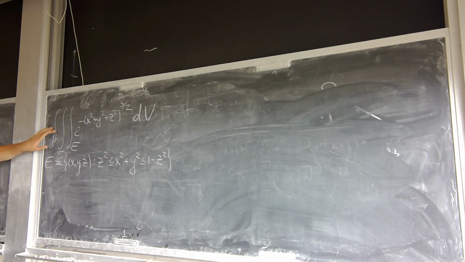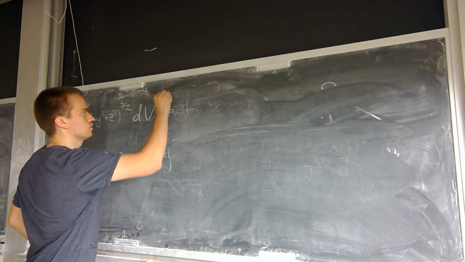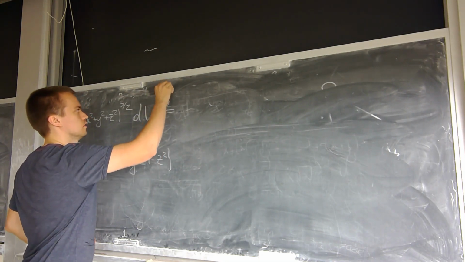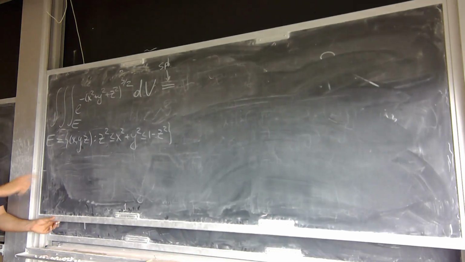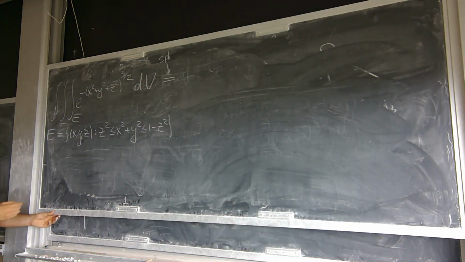So for this problem, what type of coordinates do you want to use? Spherical. You want to use spherical. Okay, so we want to use spherical. And why spherical? Because once we draw the region, we're going to see that it's a sphere and a cone. And the sphere and the cone are described really easily in spherical coordinates. Okay, so let's find this region first.